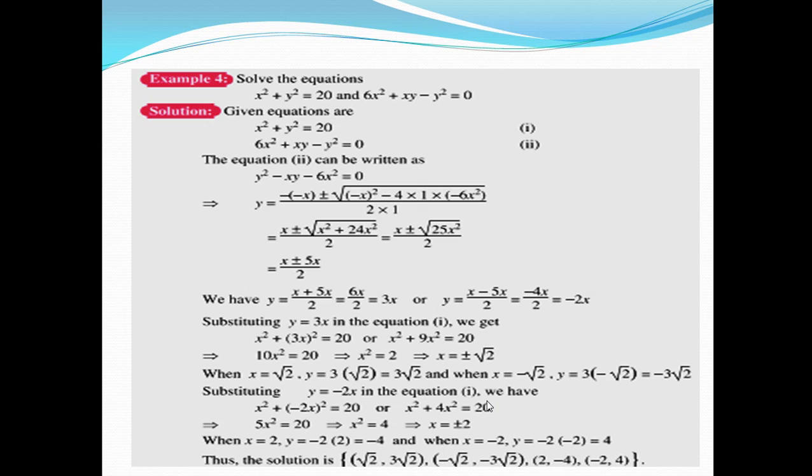Solve equation number 2: x square plus y square is equal to 20 and 6x square plus xy minus y square is equal to 0. They have a product term of x and y, then get the value and put in the equation.